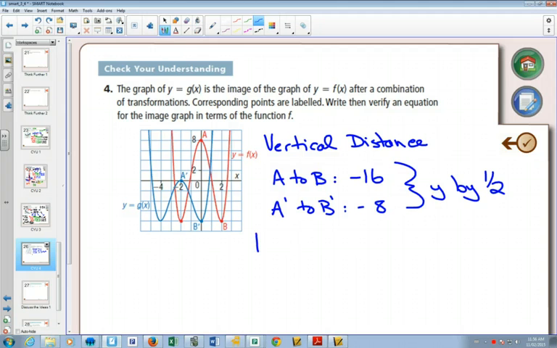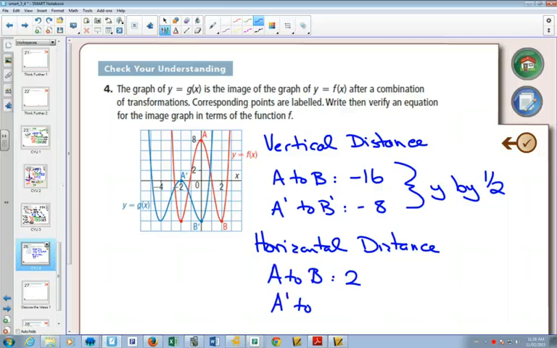Horizontal distance. A to B on our original graph, we go over 2 plus 2. A prime to B prime, we go over 2 as well. Basically, that's no change, right? You can think of it that you've multiplied your x value by 1, but that's really not changing anything.